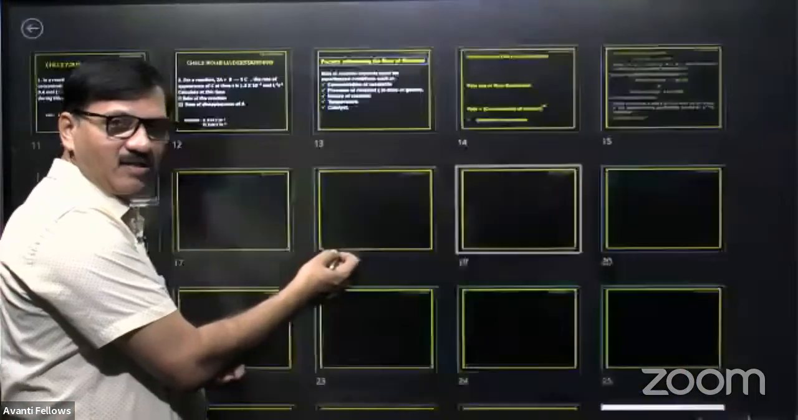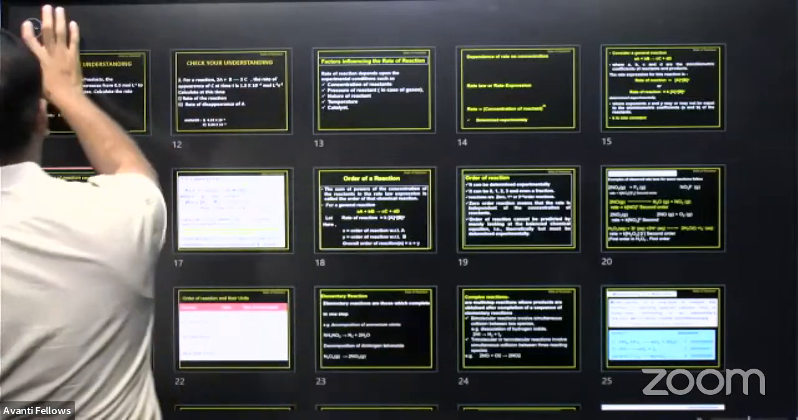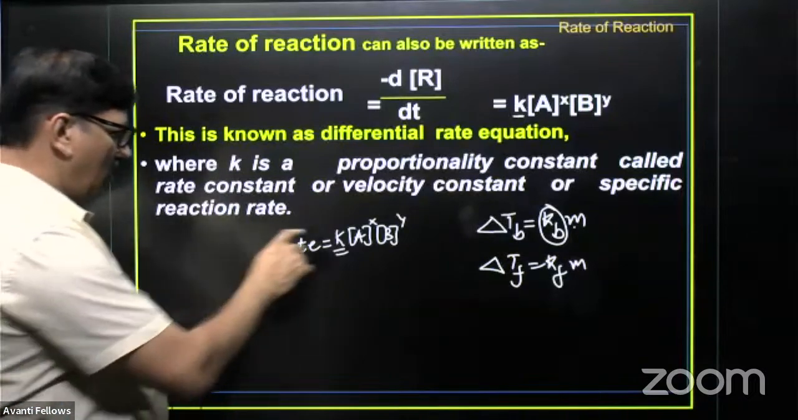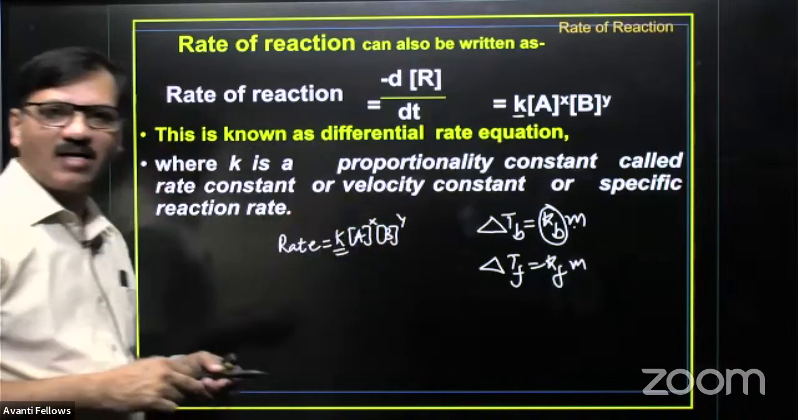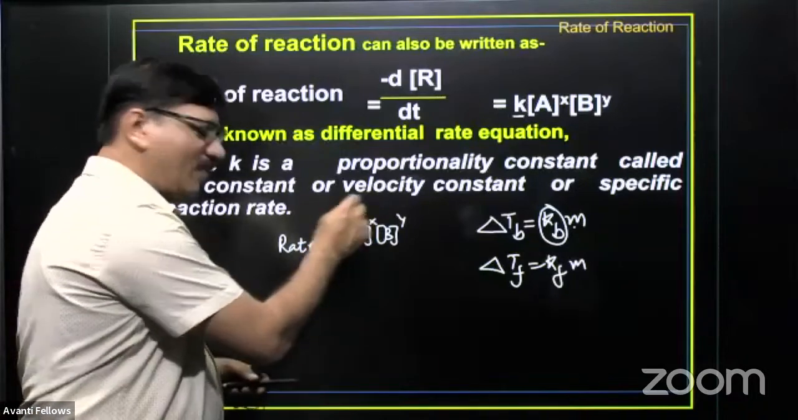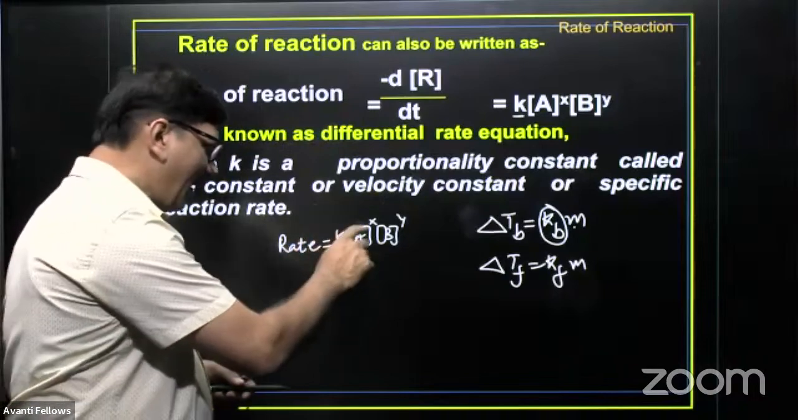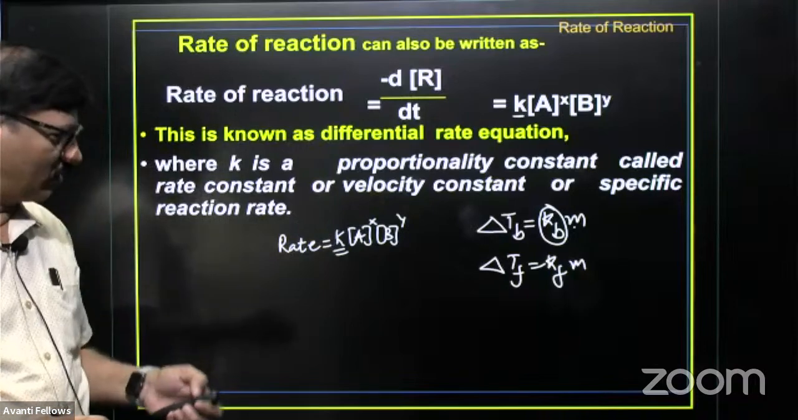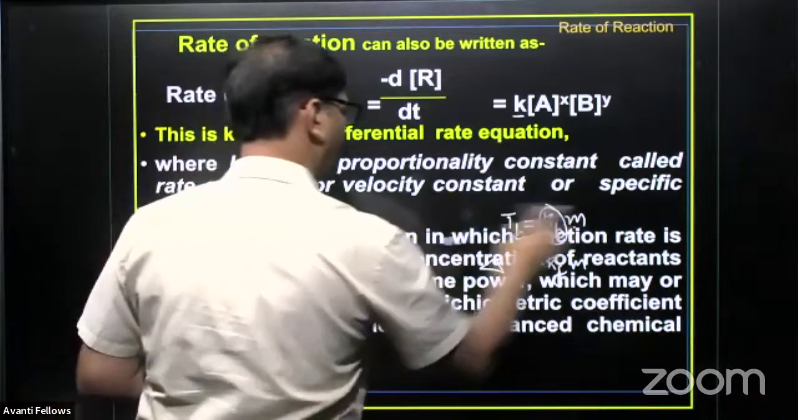Rate constant is the rate of the reaction when the concentration of reactants is taken as unity. Make the concentration 1. 1 raised to x is 1, 1 raised to y is 1. Therefore, if A and B are unity, then you can define the rate constant, K value. This is how you can define the rate constant.